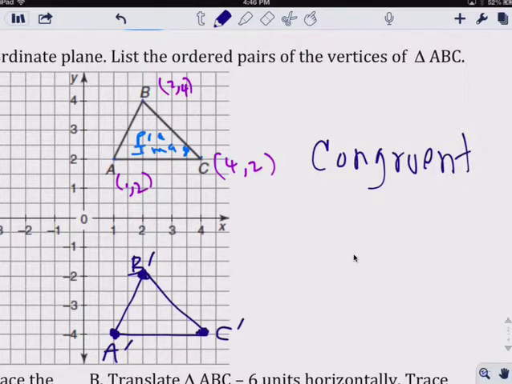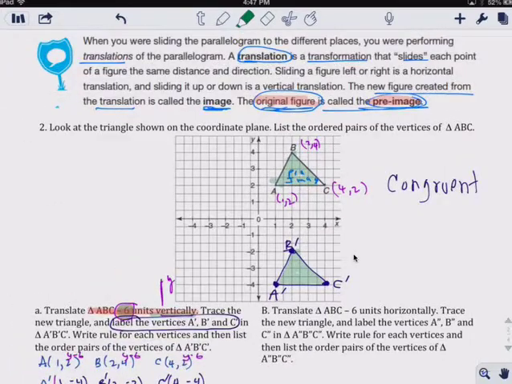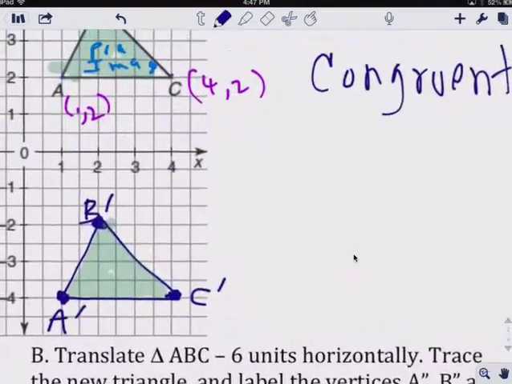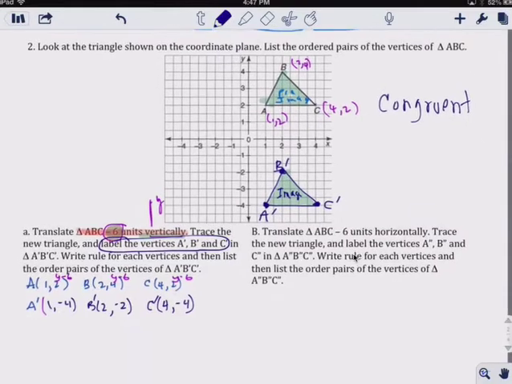Congruent. Check and make sure they're congruent. That means the triangles are exactly the same shape and size. Okay? Now that's a preimage. This is called an image of the preimage. So this is an image, the first image. Okay, that's called an image.